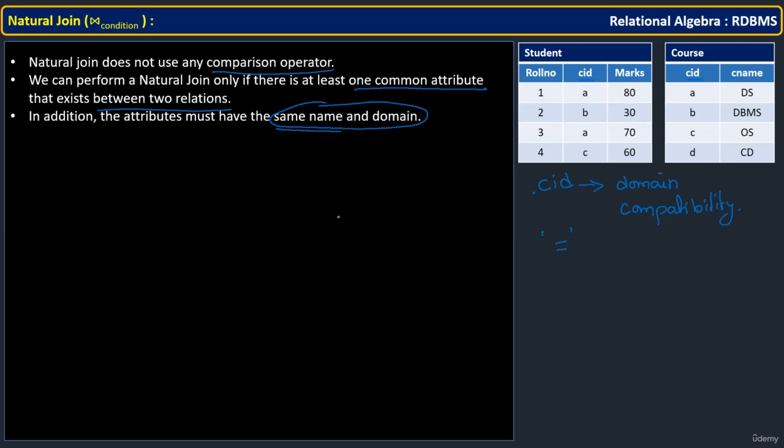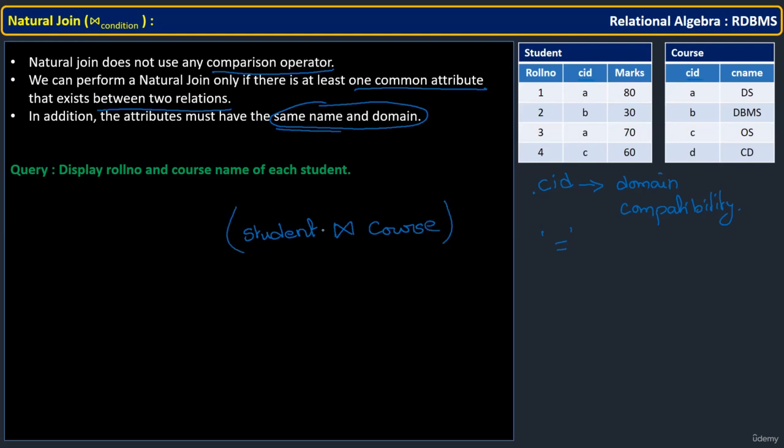Let us see here, simple. The same query I am taking: display roll number and course name of each student. So how simply are we going to do it in the natural join? You can see here: student natural join course. That's it. But what is happening internally?